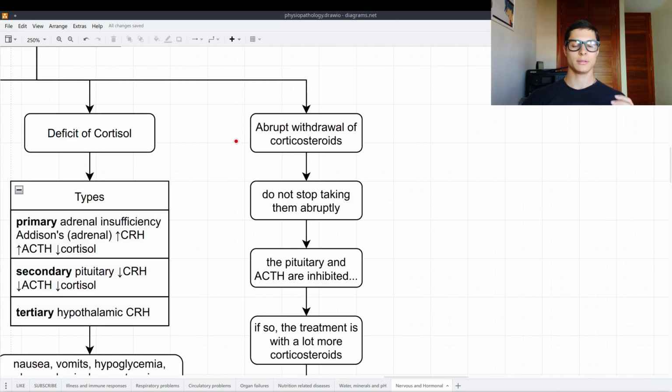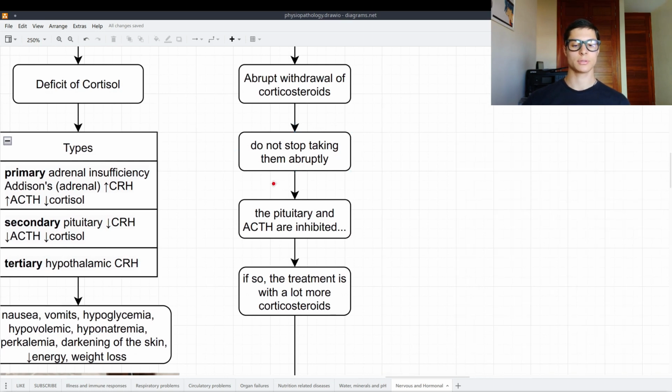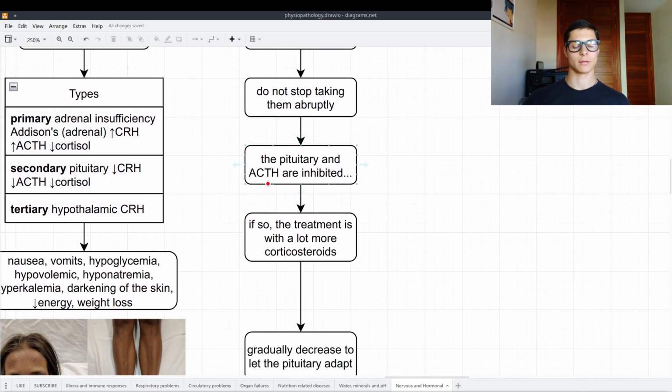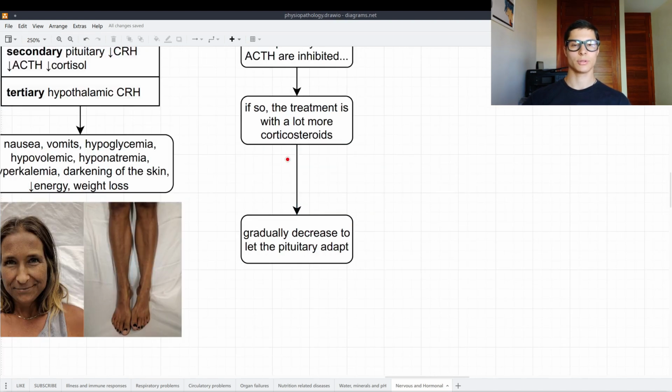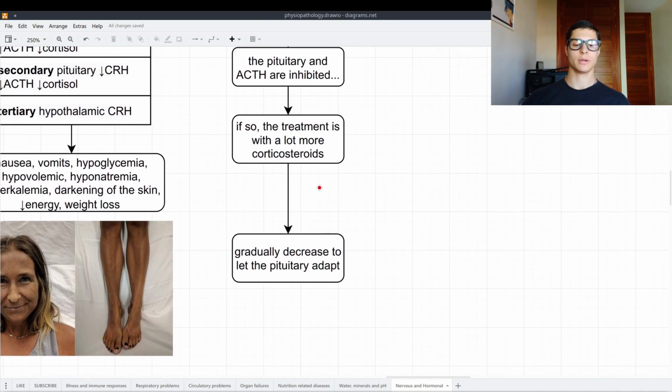Here I have to say that you have to be careful with the abrupt withdrawal of corticosteroids. Do not stop taking them abruptly, because the pituitary gland and the ACTH are inhibited. If you do so, the treatment is with a lot more corticosteroids, because they are not prepared to start again the process of creating those hormones. So what you need to do is to gradually decrease the consumption of corticosteroids to let the pituitary adapt.